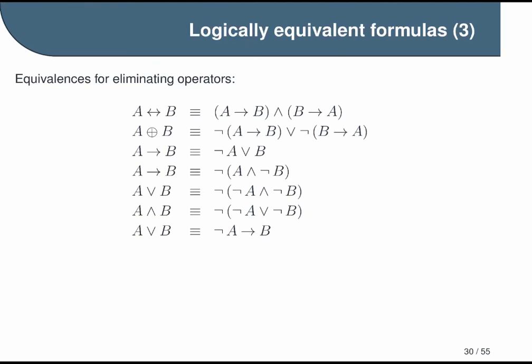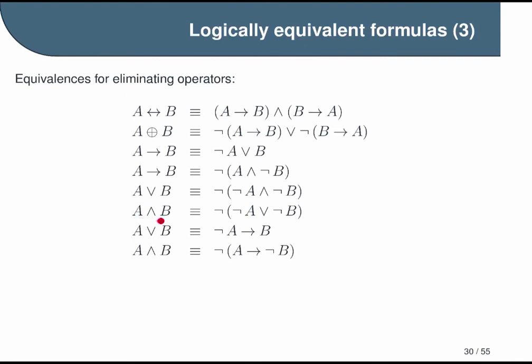Finally, these last two are a little bit tricky, but it follows from the fact that A implies B is equivalent to not A or B, that A or B is equivalent to not A implies B. You can show this by just applying the rule above to the right side. We treat not A as a single unit, and we apply this equivalence that we've already looked at, and we end up with not A or B, which is the same as A or B. So that verifies that this equivalence is correct.